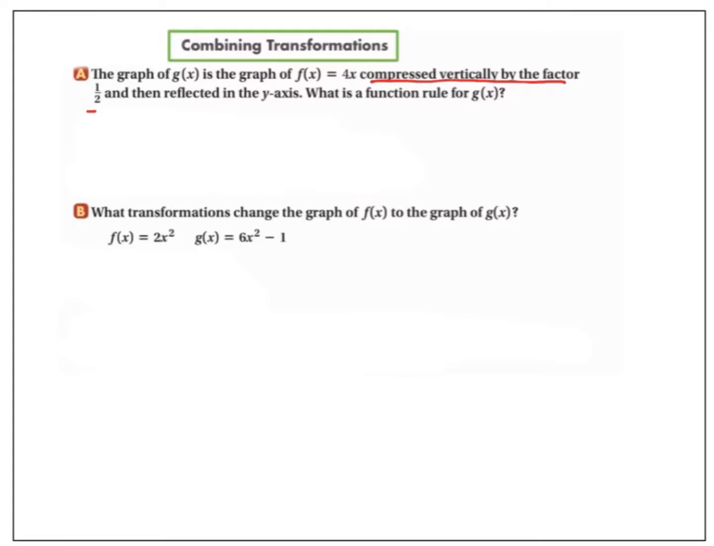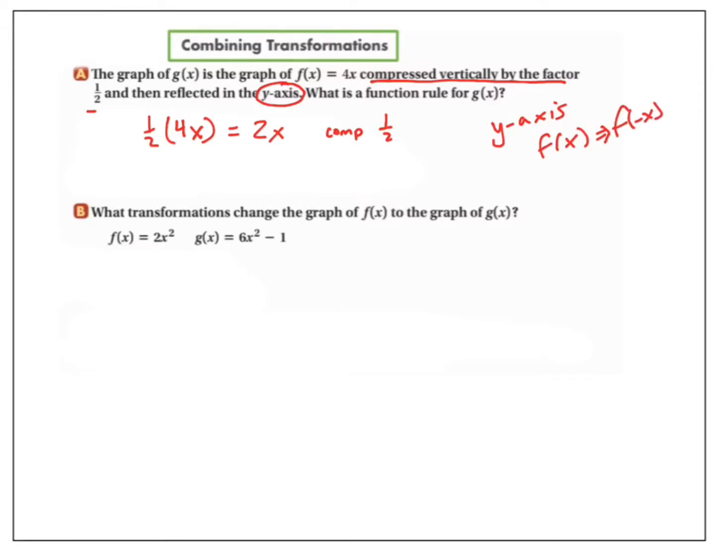All right, so in this case, we know f of x is 4x, so we're going to take 4x and compress it by a factor of 1/2, which is 1/2 times 4x, which gives us 2x. So there is our compression by 1/2. Then it says it's reflected over the y-axis. And remember, when we reflect over the y-axis, we go from f of x to f of negative x. So we've got to change the x value.